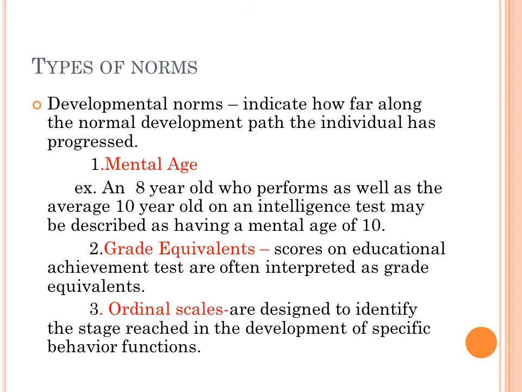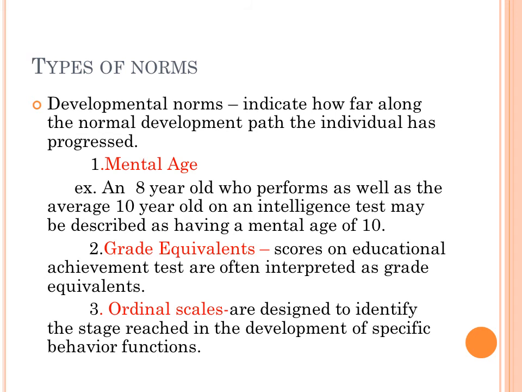So for example, an 8-year-old who performs as well as the average 10-year-old on an intelligence test may be described as having a mental age of 10. As you can see here, the 8-year-old has a mental age of a 10-year-old, compared to a child who is also a 10-year-old. Alright, so that's the mental age.